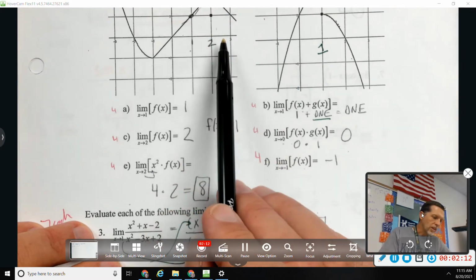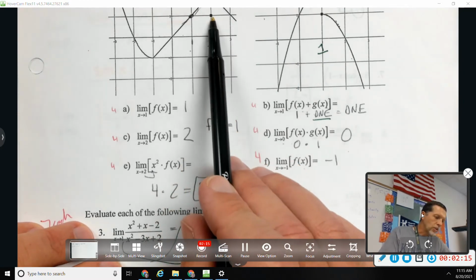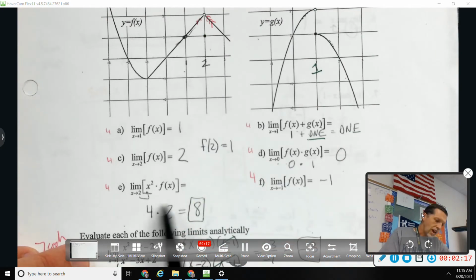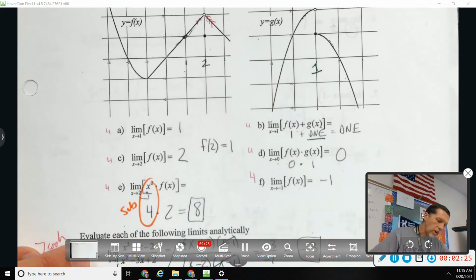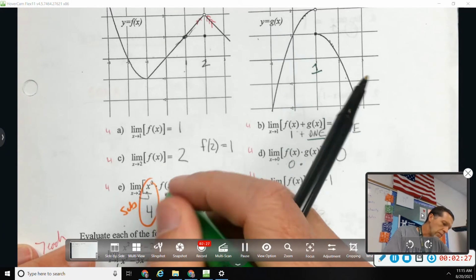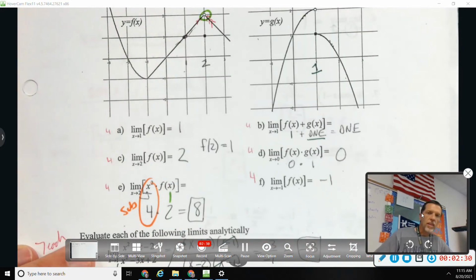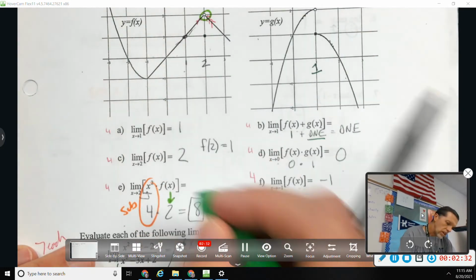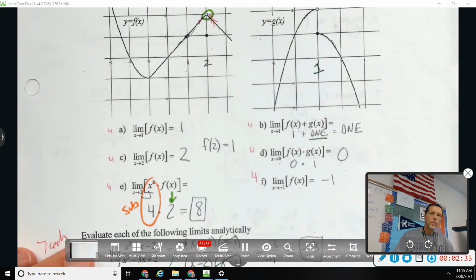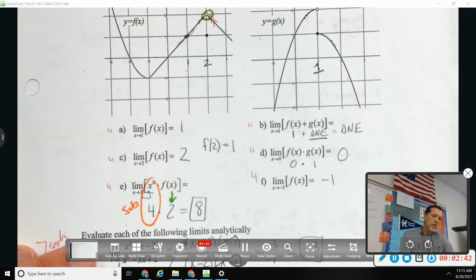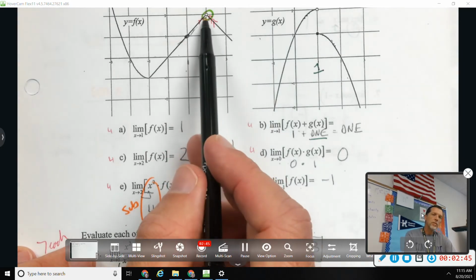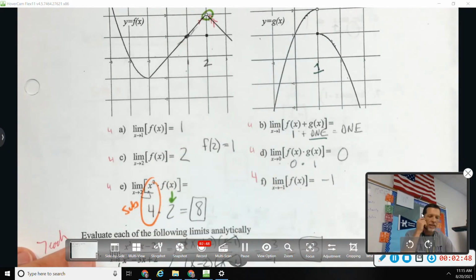I don't want f of 2 because that would be 1. I want the limit as x approaches 2. So this part was just substitution, but the second part we had to make sure you use the limit, not the function value. And then 4 times 2 is 8. So that one was a little bit tricky because part of it was direct substitution, but part of it was looking at the graph and using the limit where the hole is, not necessarily where the dot is.